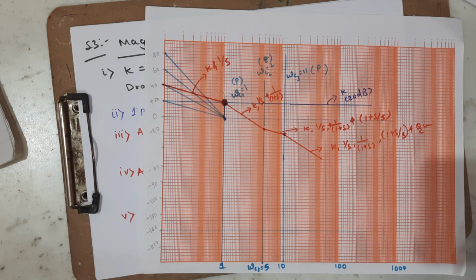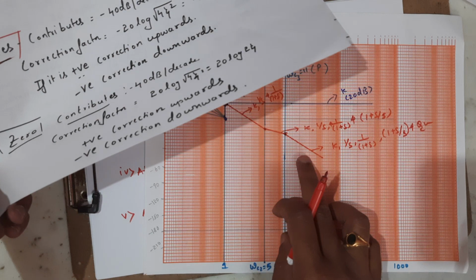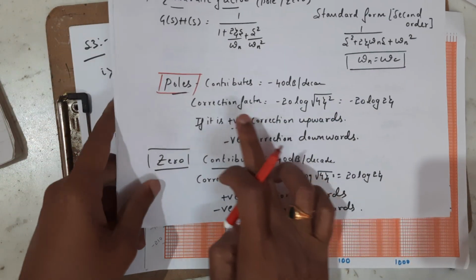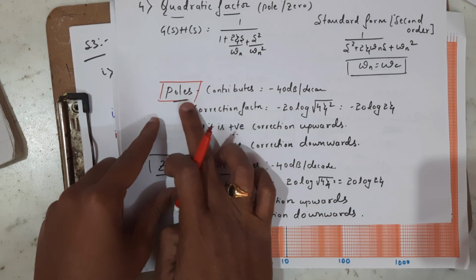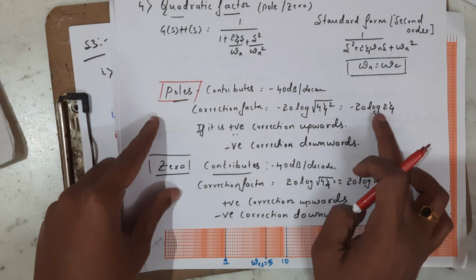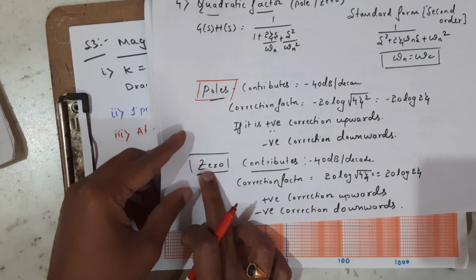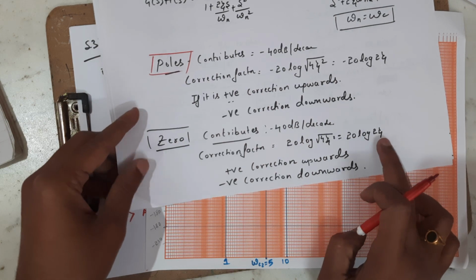See, one variation is there. Whenever we find a quadratic pole or zero, we need to apply the correction factor. So what is the correction factor for poles? It is minus 20 log 2 zeta. If it is a zero, it will be plus 20 log 2 zeta. So this is a corrective factor that we need to apply.